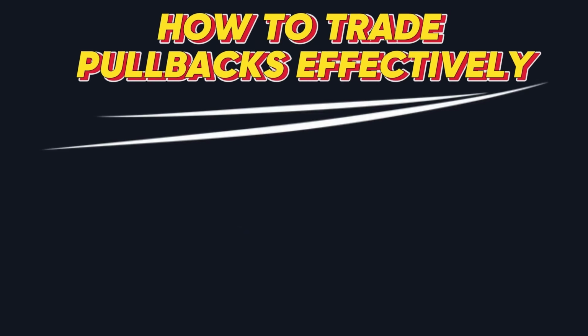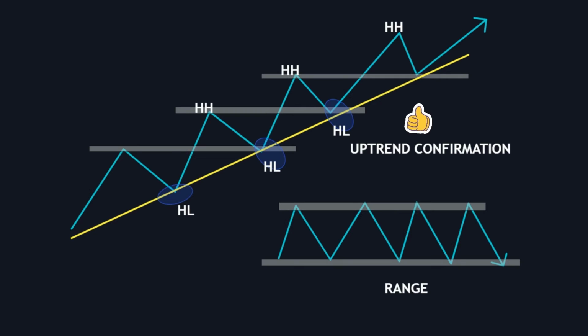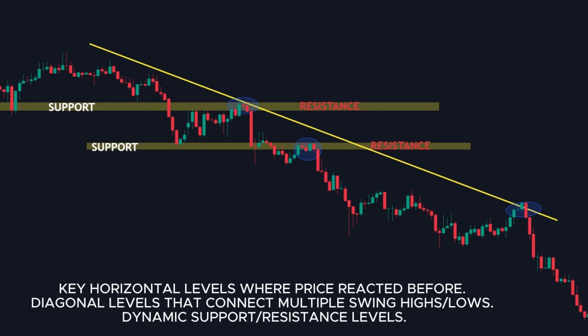How to trade pullbacks effectively. 1. Identify the trend. Only trade pullbacks in trending markets. Avoid trading pullbacks in ranging or choppy markets. 2. Find an area of value. Look for pullbacks at key levels where price is likely to bounce.